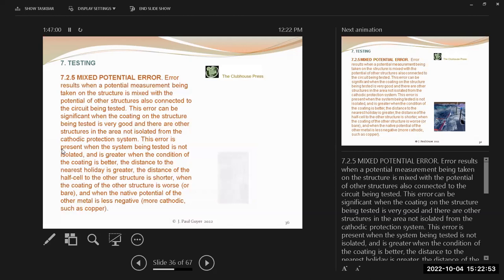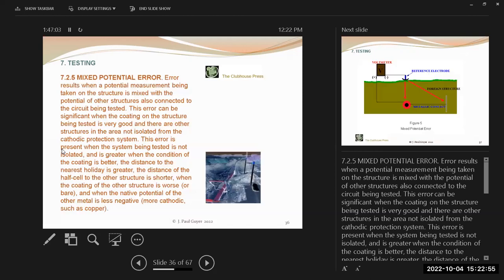Next, potential voltage error. Error results when a potential measurement being taken on the structure is mixed with the potential of other structures also connected to the circuit being tested. This error can be significant when the coating on the structure being tested is very good and there are other structures in the area not isolated from the cathodic protection system.